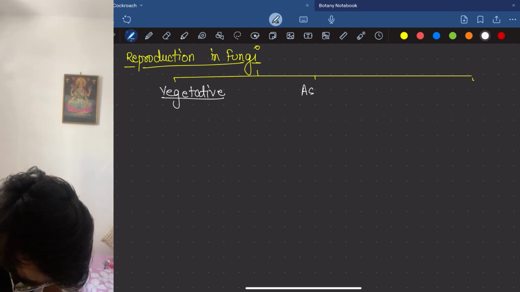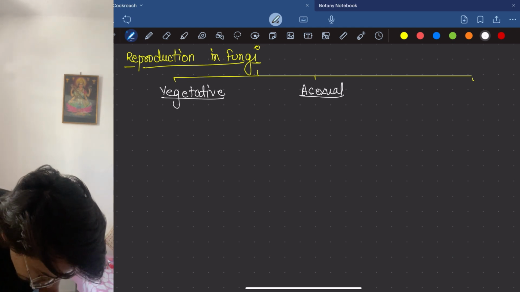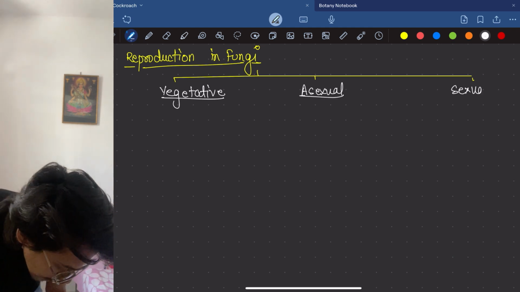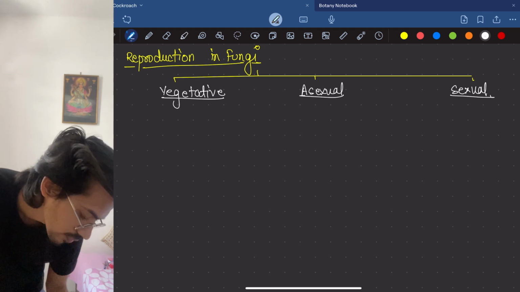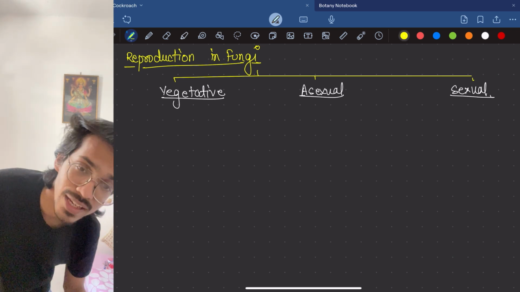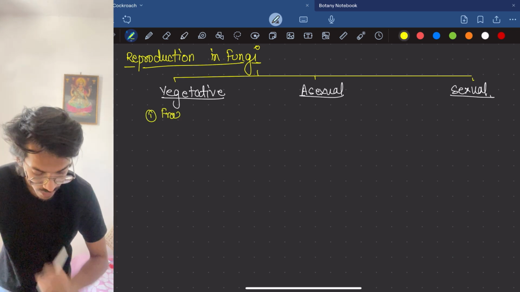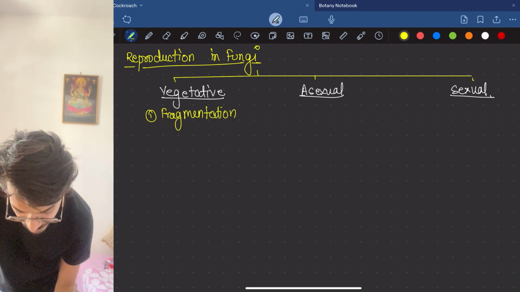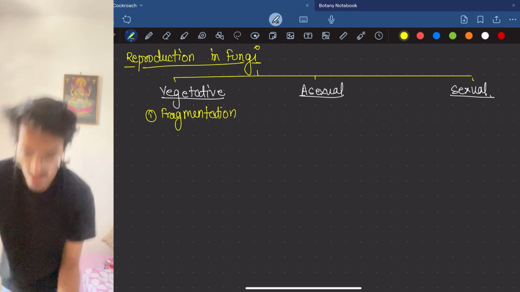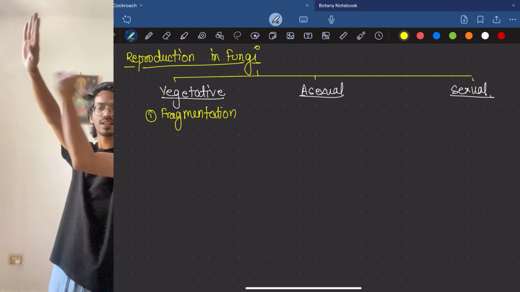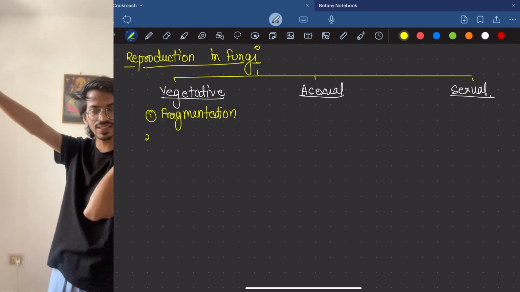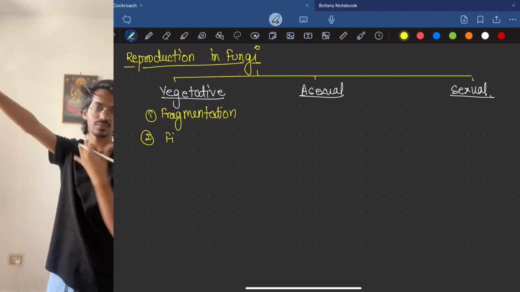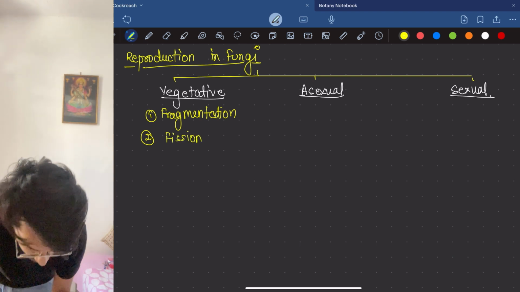So we have the vegetative, we have the asexual, we have the sexual. Okay, in the vegetative ones, we have three options. Either it will do fragmentation. What is fragmentation? One structure is there, cut, cut, cut, body will cut itself, and then each part will grow, that is fragmentation.